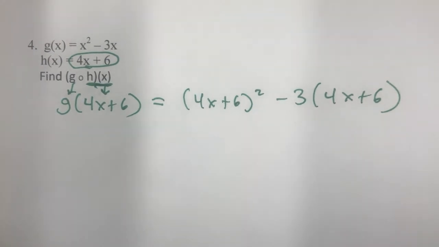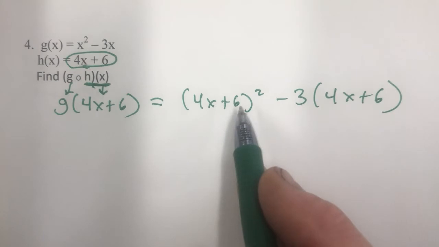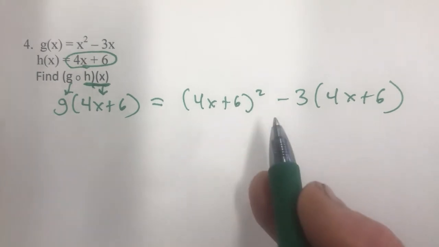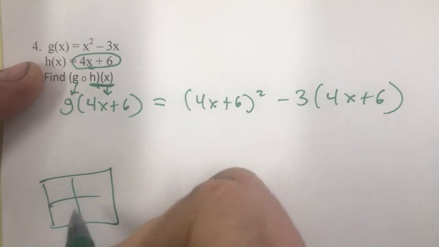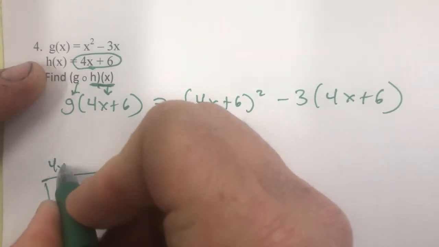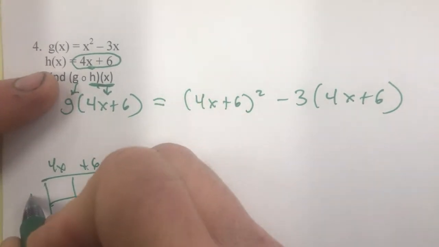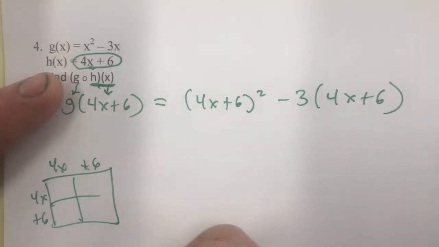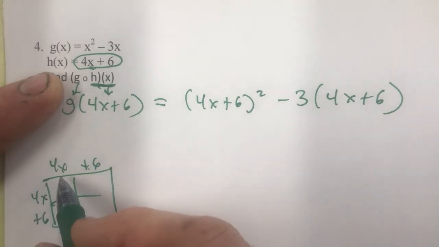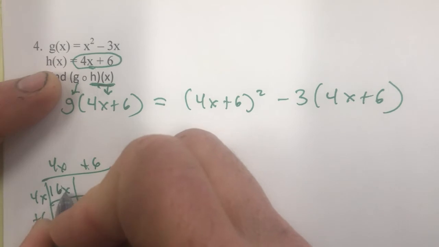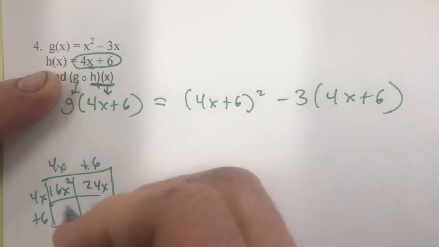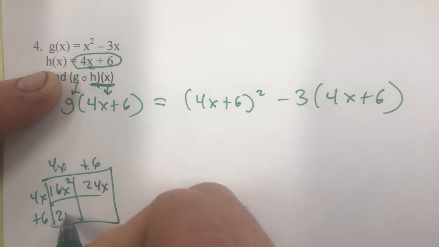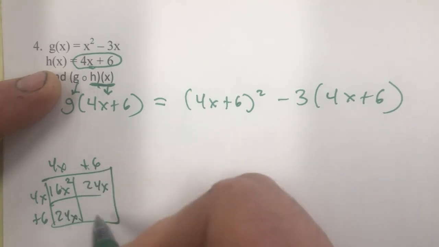And I'm going to work this out. Okay, well, right here I got to do 4x plus 6 times itself. All right, I'll come down here, make myself a little box. I've got 4x plus 6 times 4x plus 6. All right, right here, 4x times 4x would be 16x squared. 6 times 4x is 24x. Down here, 4x times 6 is 24x. And right here, 6 times 6 is 36.